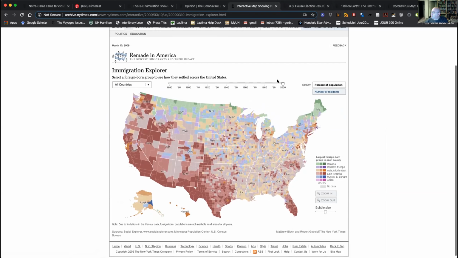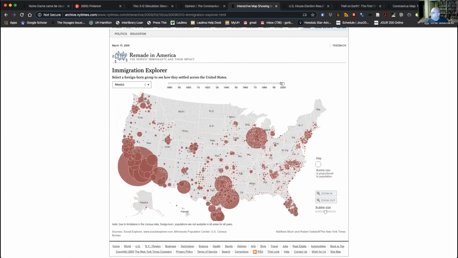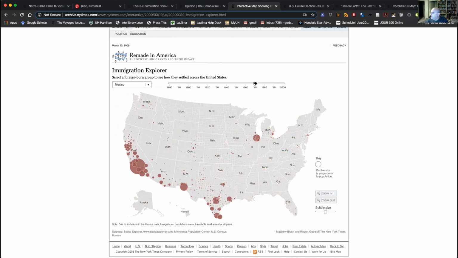Or this one, which is also a map, but it combines a map with a timeline. So this is an interactive map with a slider timeline from 1880 to 2000 showing immigration in the United States. So for example, if I wanted to see something about how the immigration from Mexico has changed over the years, I can select Mexico on here, and then this is where it was in 1950. You can see that it was mostly centered here.